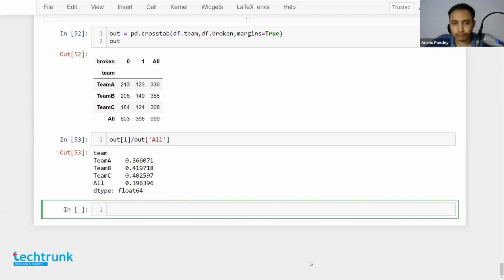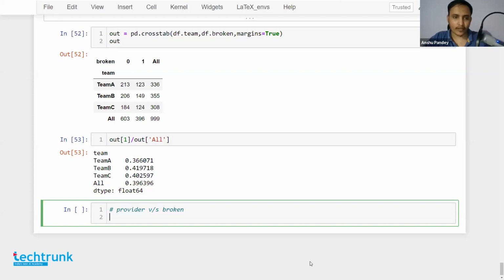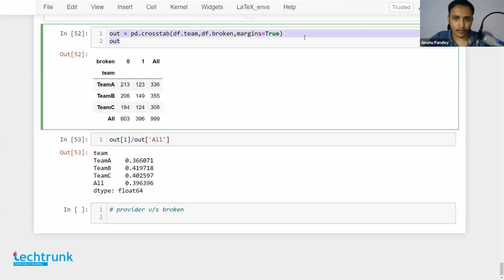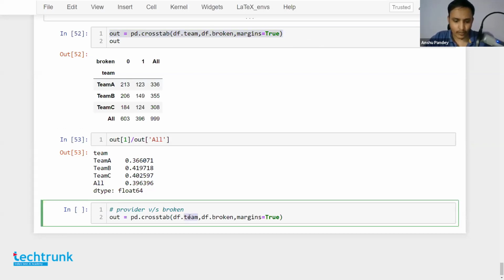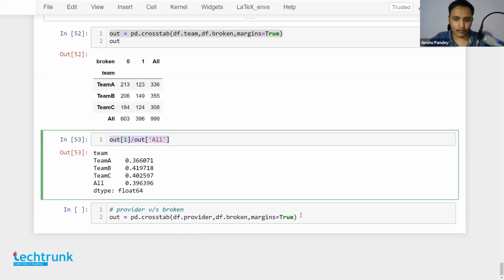Next, let's say that you want to do similar stuff for provider versus broken. So we can again do it in a similar way. We can draw a similar graph, or maybe we can also do cross tabbing like this, and look at the percentage.